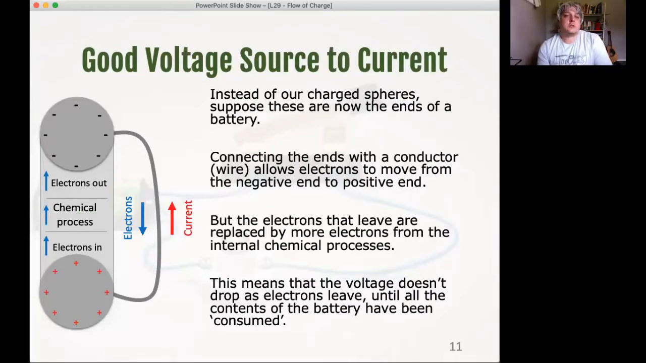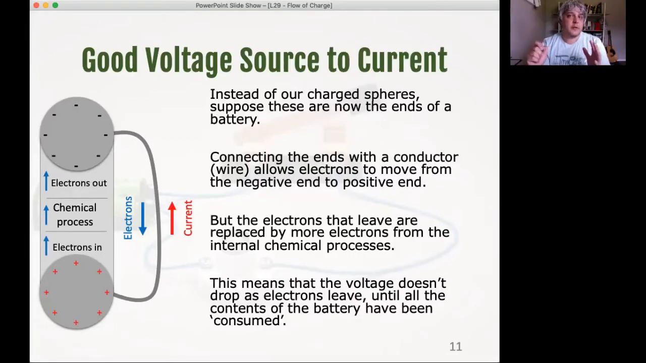So a good voltage source providing a current is going to be one, imagine those two metal spheres again, right? But now imagine that they are at the ends of a battery. Those two metal spheres are now at each end of a battery, and inside this battery, you've got this chemical process, and the electrons, when you connect the two ends of the battery, will flow from the negative end to the positive end through that wire. That's what a battery does. The electrons are repelled by the negative end, they will escape, go through the wire, and end up at the positive end of the battery.